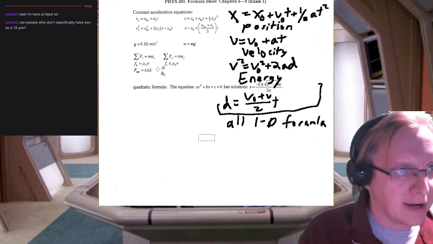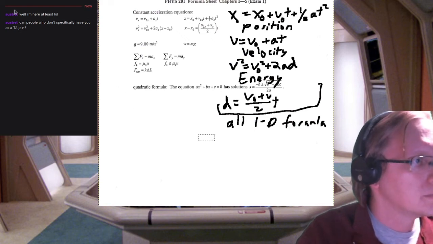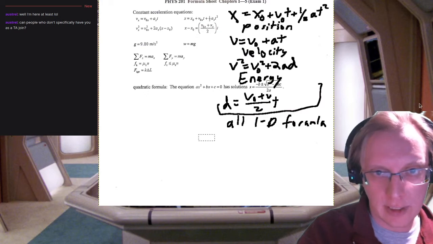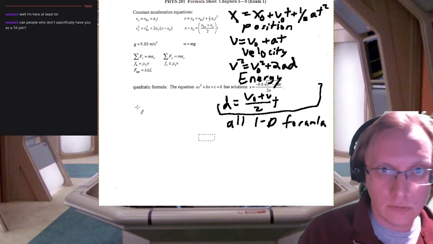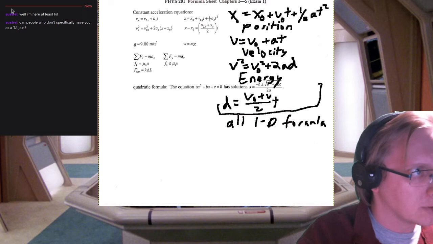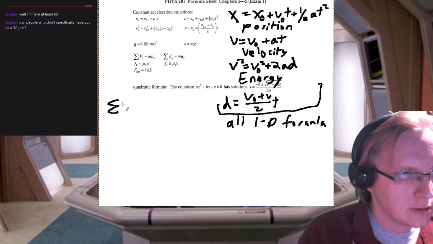But here we have some force equations. The first two, we have the sum of forces as a vector is equal to MA, which is also a vector.